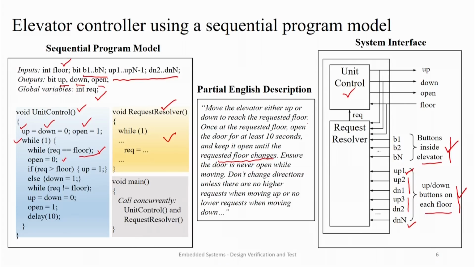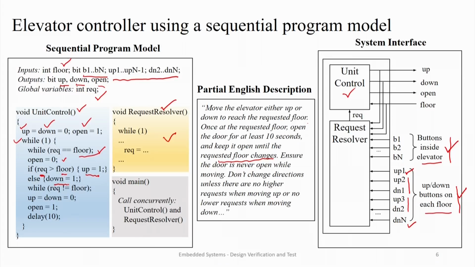So, when this is not true, when the requested floor has changed from the current floor and the lift has to move, the elevator has to move to a certain floor, open is set to 0. That means the door of the elevator has to close. Now, it has to decide whether to move up or down. If the requested floor is greater than the current floor, it has to move up, then up equals 1, else down equals 1.